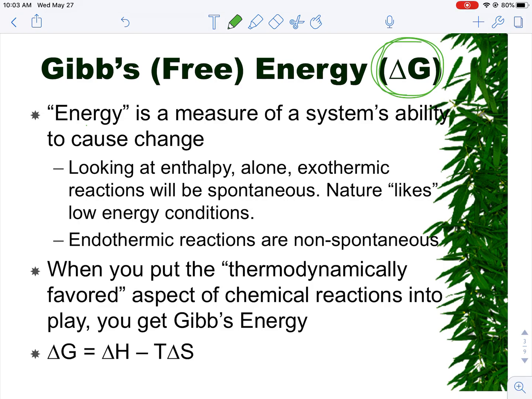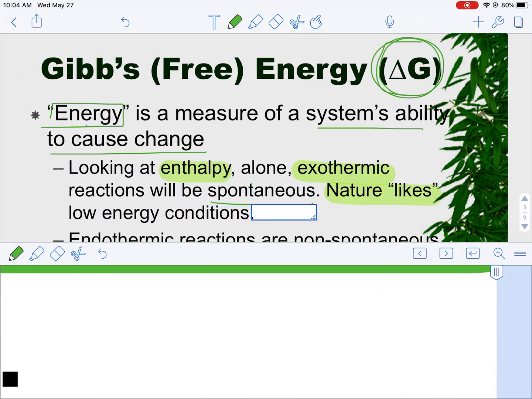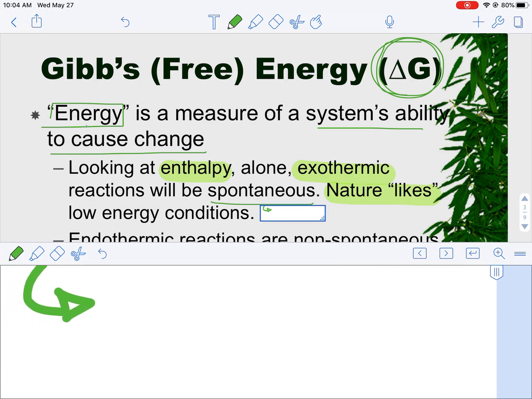Well, energy by itself is a measure of a system's ability to cause change. Thus far, when we've been talking about energy, we've been talking about it in terms of heat. So if we look at enthalpy alone, exothermic reactions are the ones that nature likes, and it's going to be referred to as spontaneous. Now, for you and me and your friends, spontaneous means like spur of the moment. All of a sudden, we decide to do something. But that's not what it means for chemical reactions. When a chemical reaction is spontaneous, it means it happens by itself.